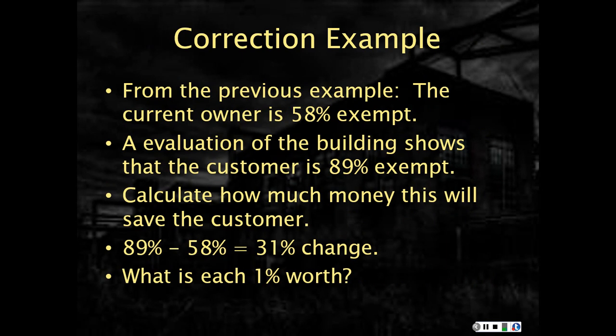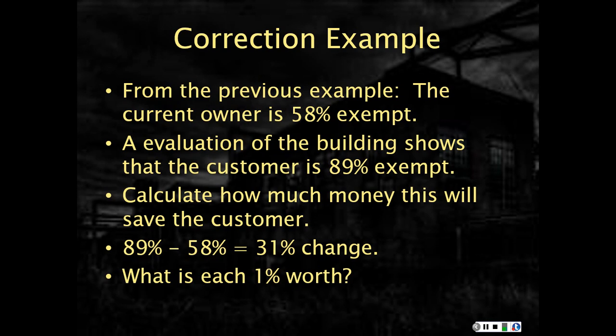Correction example. From the previous example, the current owner is 58% exempt. An evaluation of the building shows that the customer is actually 89% exempt. Calculate how much money this will save the customer. So we've changed the exemption rate from 58% to 89%. That's a 31% change in their exemption rate.